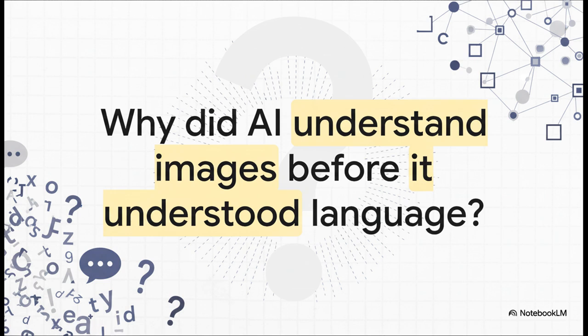Think back to chatbots from before, say 2017. They were kind of dumb, right? They just didn't make a whole lot of sense. And it's funny because at the same time, AI was getting really good at things like image recognition. So what was the deal? What makes human language so much harder for a machine to understand than a picture of a cat?